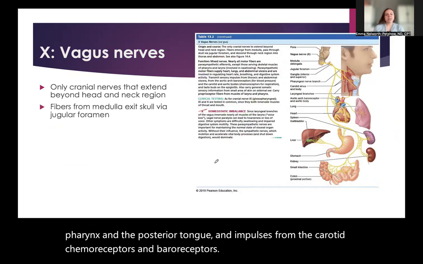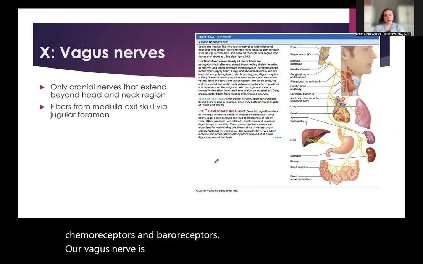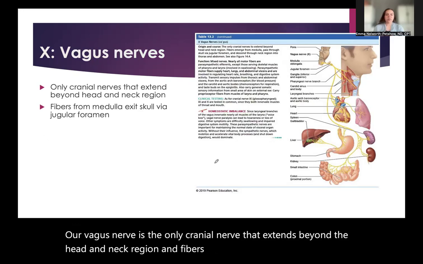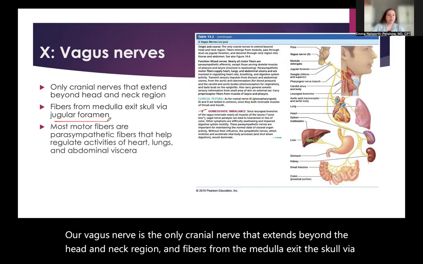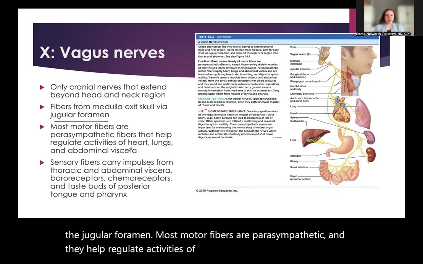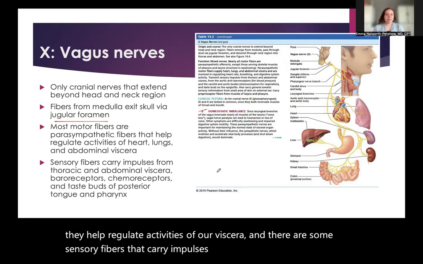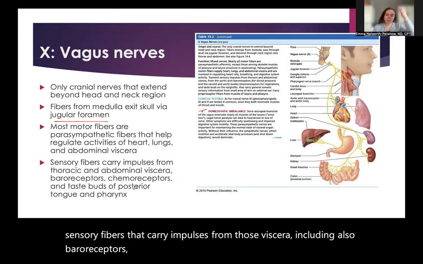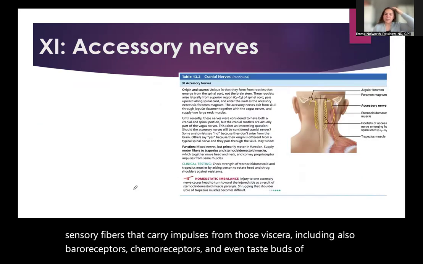Our vagus nerve is the only cranial nerve that extends beyond the head and neck region, and fibers from the medulla exit the skull via the jugular foramen. Most motor fibers are parasympathetic and they help regulate activities of our viscera. And there are some sensory fibers that carry impulses from those viscera, including baroreceptors, chemoreceptors, and even taste buds of the posterior tongue and pharynx.